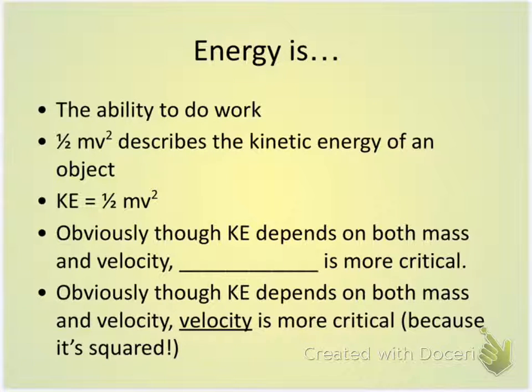Energy is the ability to do work. You know that. We've talked about that. You had that in physical science. And you actually should have had this equation in physical science. 1/2 mass times velocity squared is the kinetic energy of any object. So KE equals 1/2 mv squared.